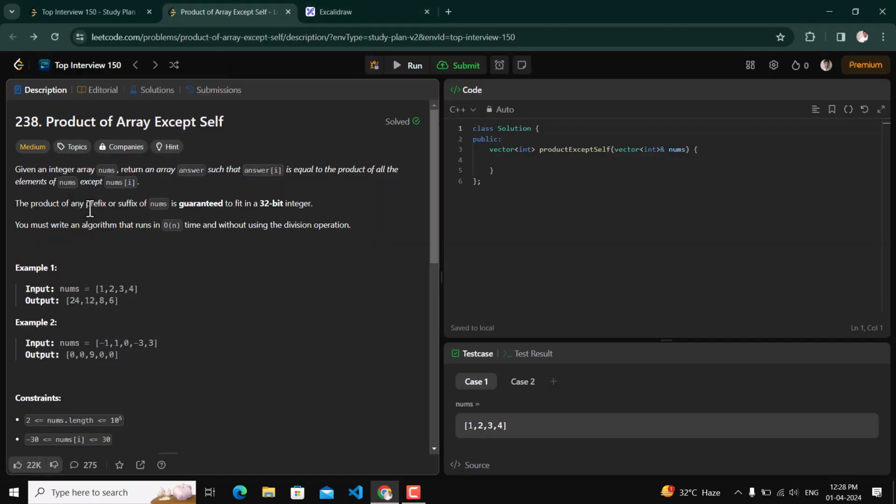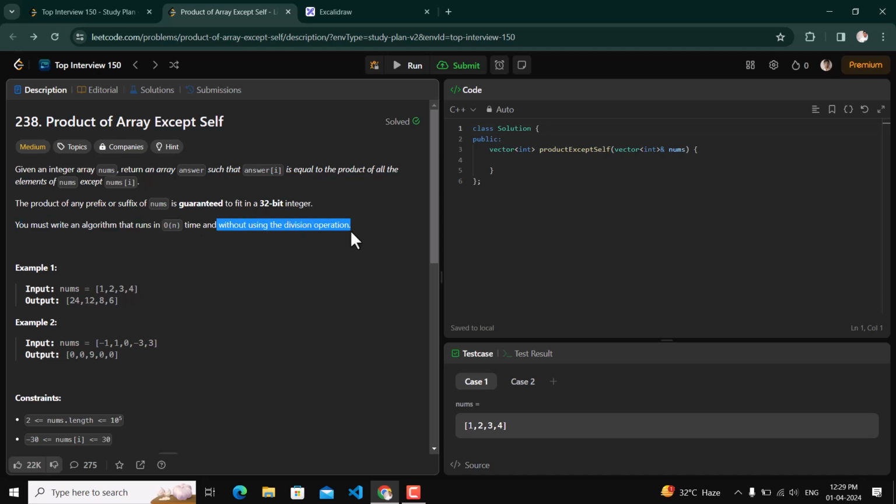What else is given in this question is that the product of any prefix or suffix is guaranteed to fit in a 32-bit integer. And we have to solve this question in linear time complexity and without using the division operator.